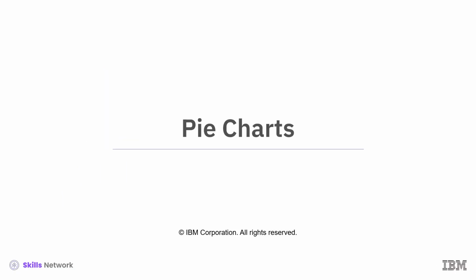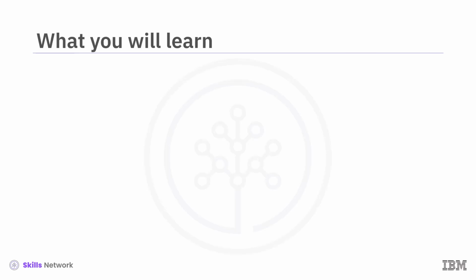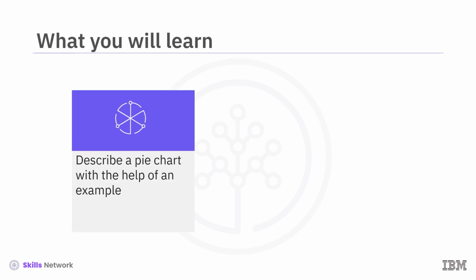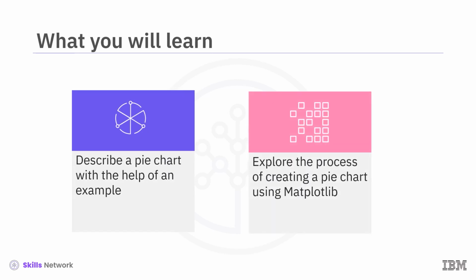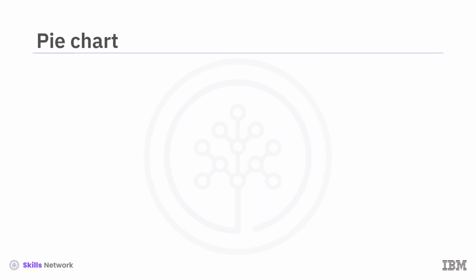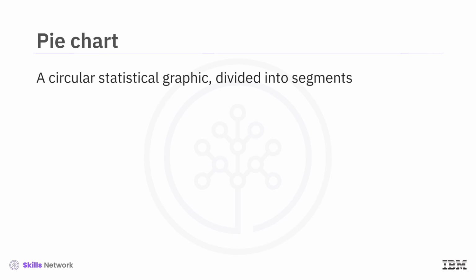Welcome to pie charts. After watching this video, you'll be able to describe a pie chart with the help of an example. Explore the process of creating a pie chart using Matplotlib. So, what is a pie chart? A pie chart is a circular statistical graphic divided into segments to illustrate numerical proportion.